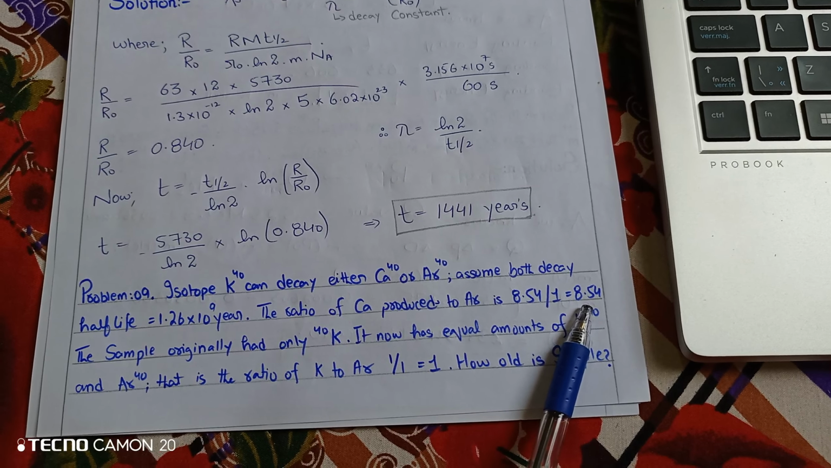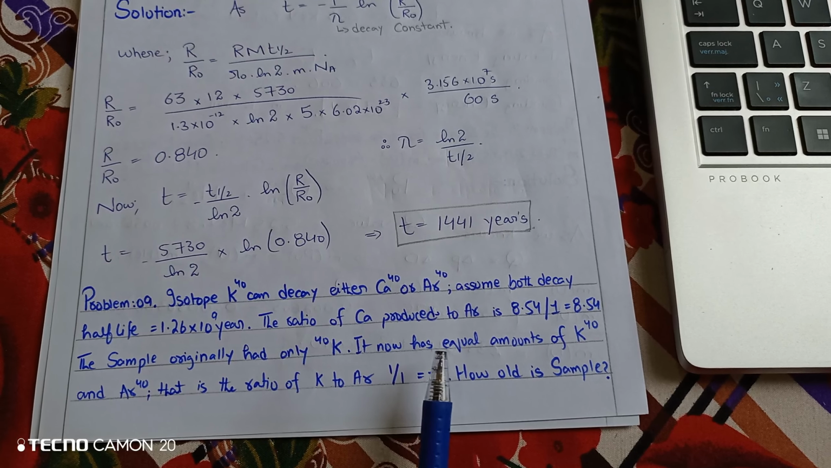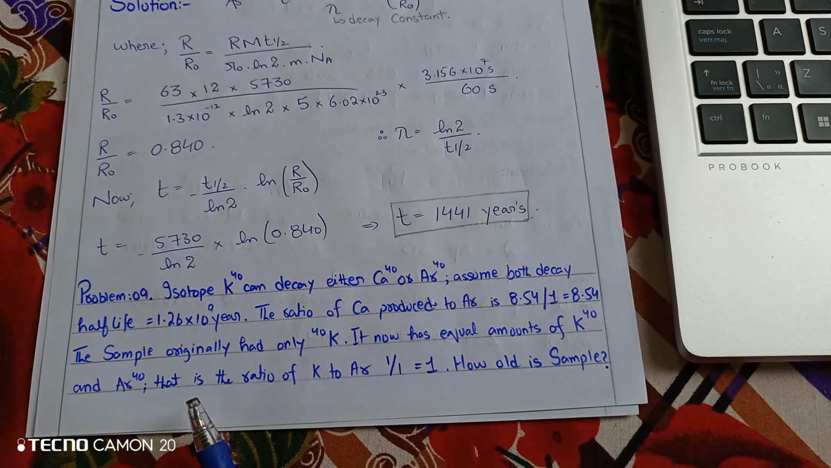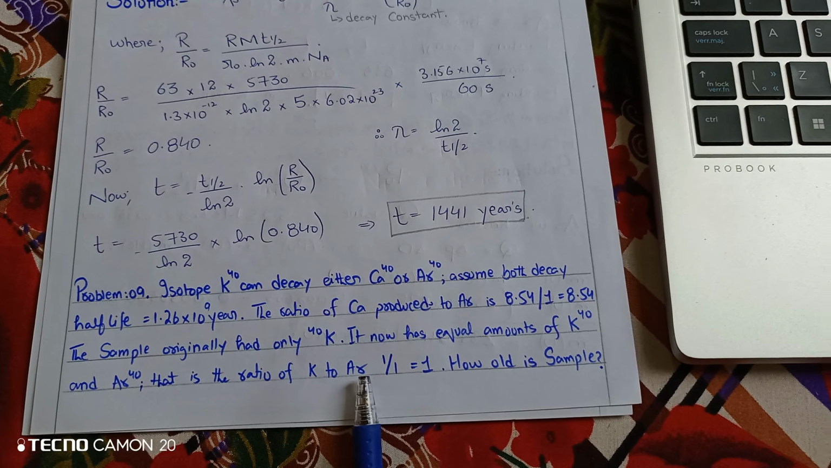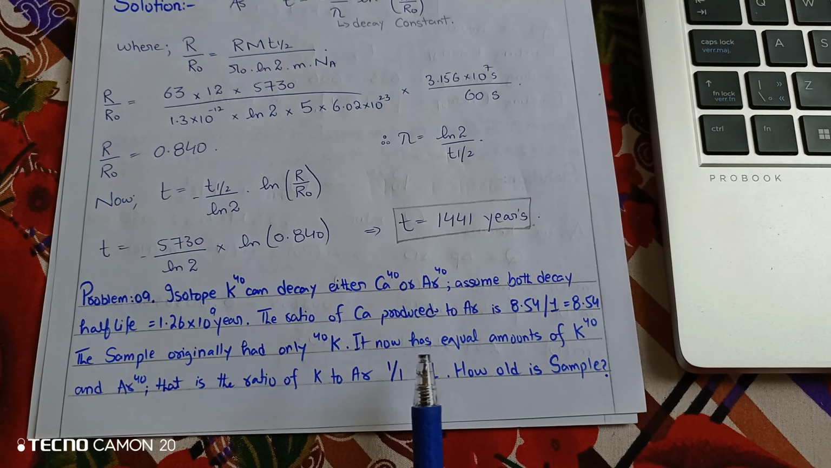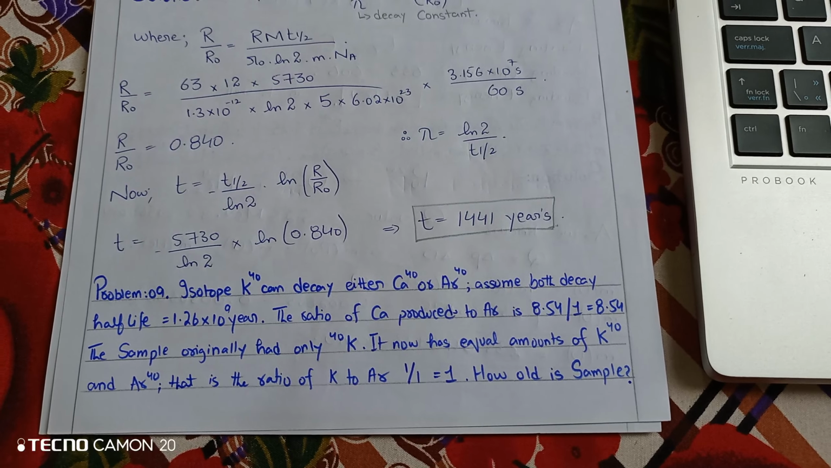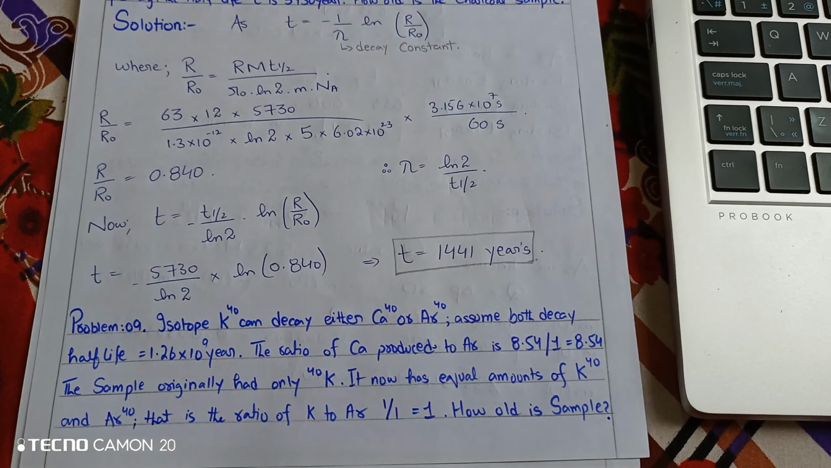Understood? The sample originally had only potassium 40. It now has an equal amount of potassium 40 and argon 40. That is the ratio of potassium to argon, which is 1 by 1. How old is the sample? Again you have to find how old your sample is, meaning the time gone. So how can you find it? Let's start.